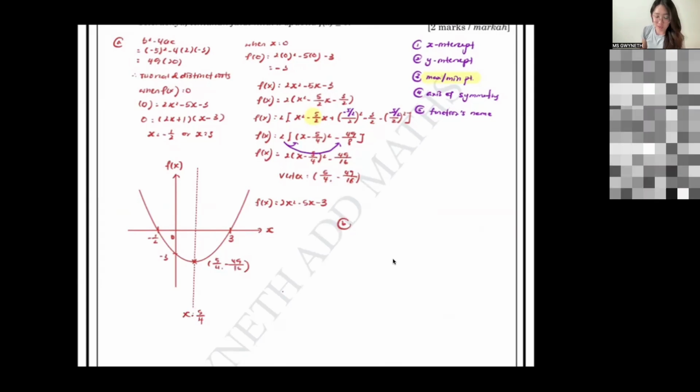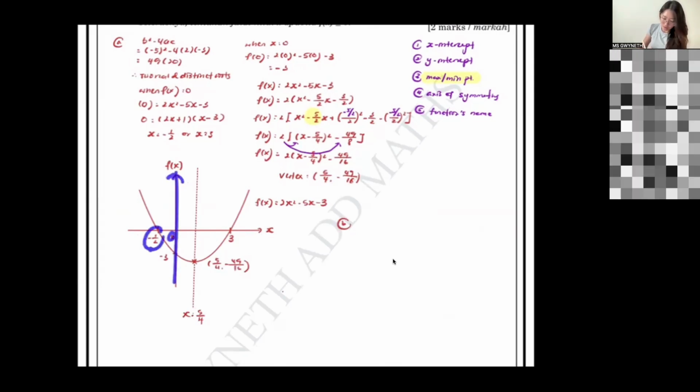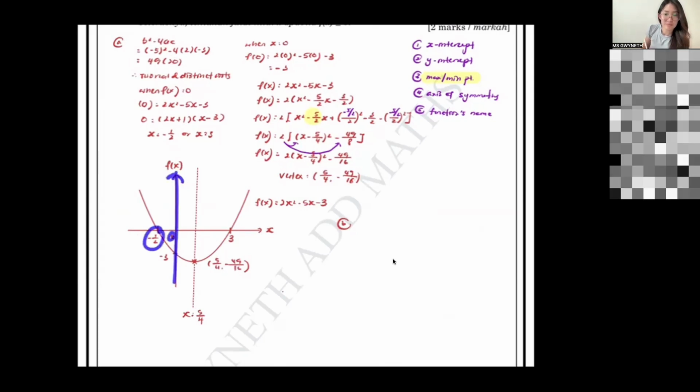Teacher, can you explain why left side a bit? Because the y-axis is carrying 0. 0 is closer to negative 1 over 2. Correct?